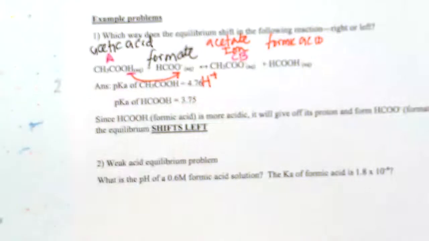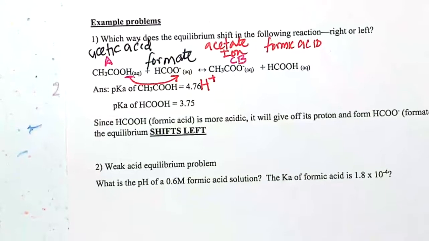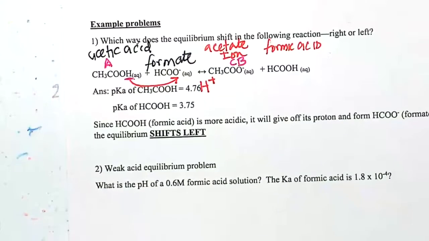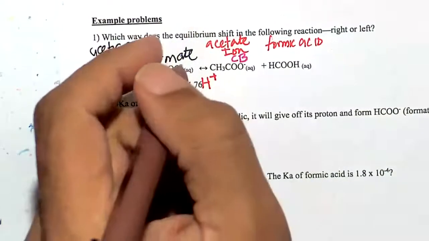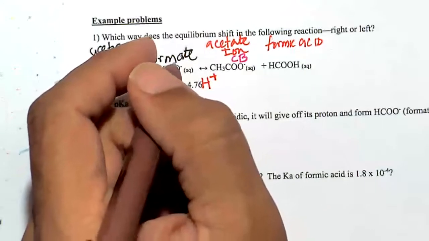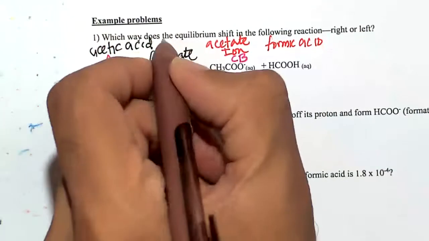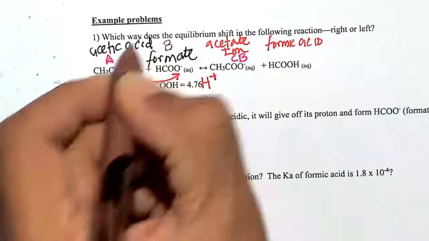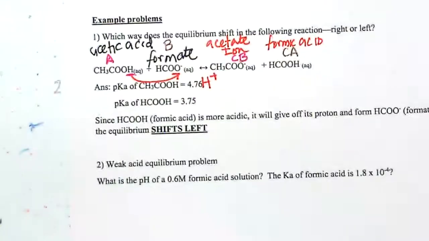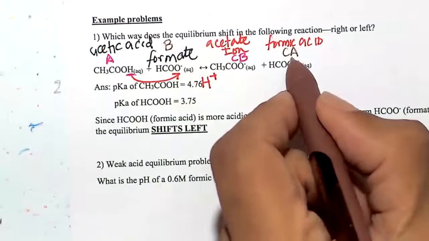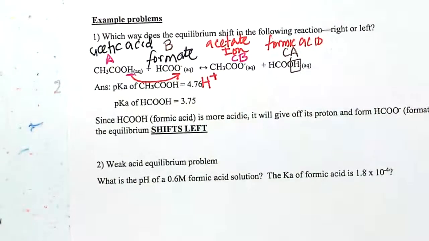Formate takes that proton. Anything that takes a proton, not gives, but takes an H plus, we're going to call that a base. It takes it and it becomes the conjugate acid. Acid-base chemistry: giving a proton, taking a proton, giving an H plus, taking an H plus.